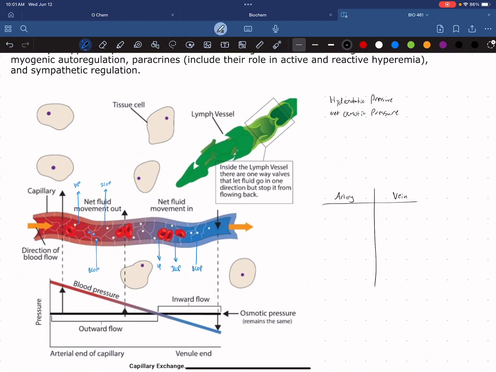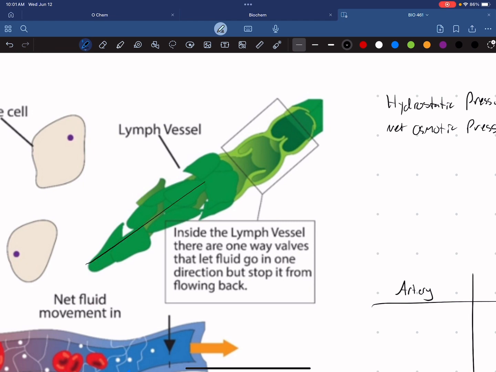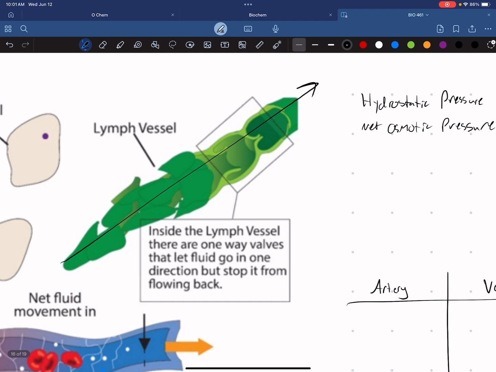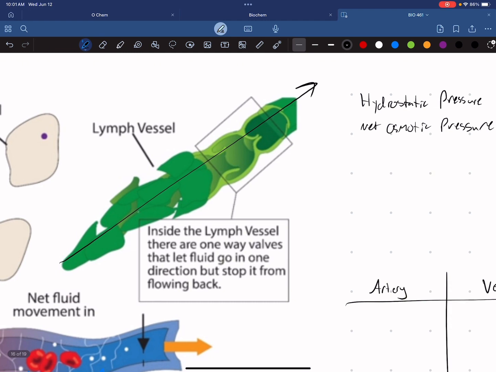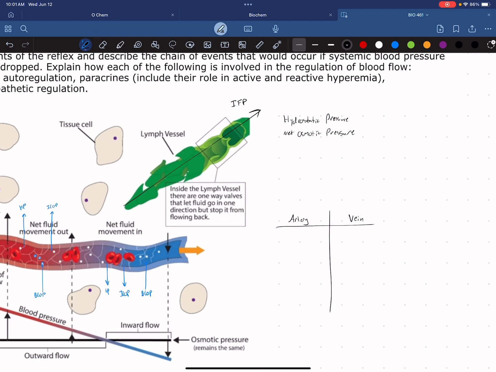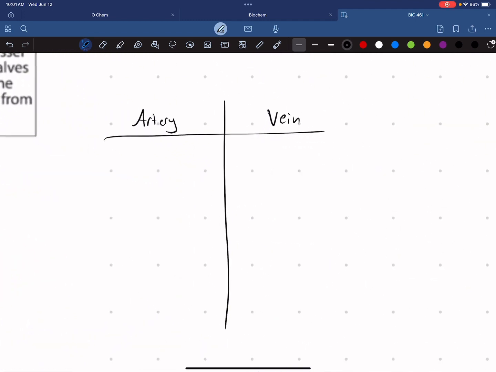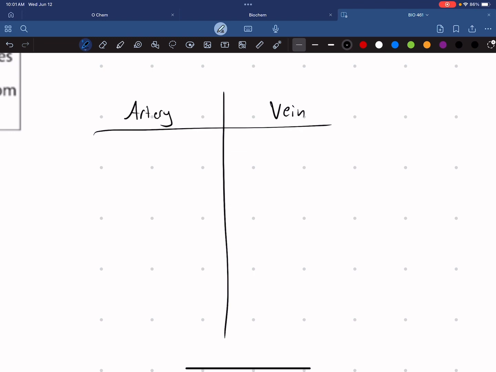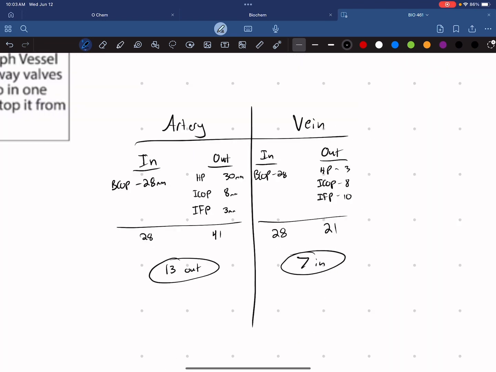Another pressure to add here is from the lymph vessels. This pressure will be caused by the lymph vessels suctioning water out of the interstitial space and going throughout the rest of the body. So this is the interstitial fluid pressure that is from the lymph vessels. With each one of those pressures, we will describe the net movement based on the numbers.